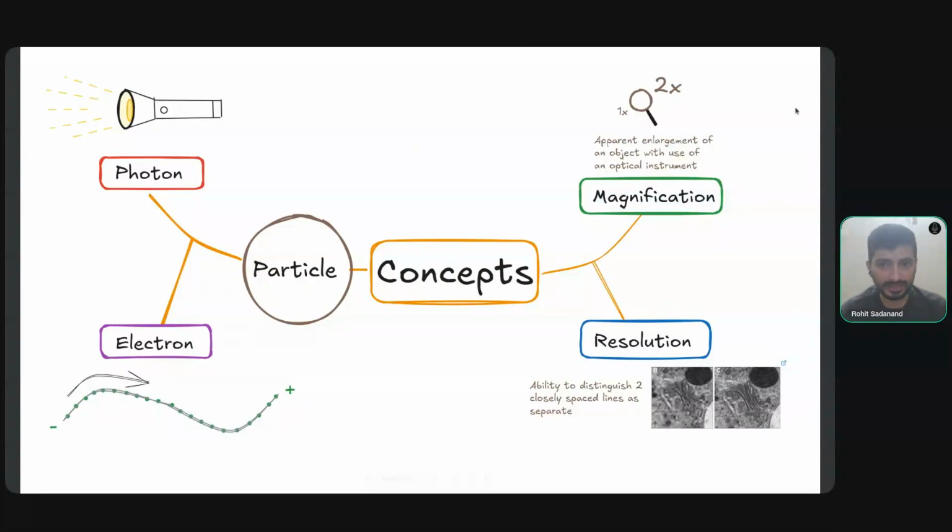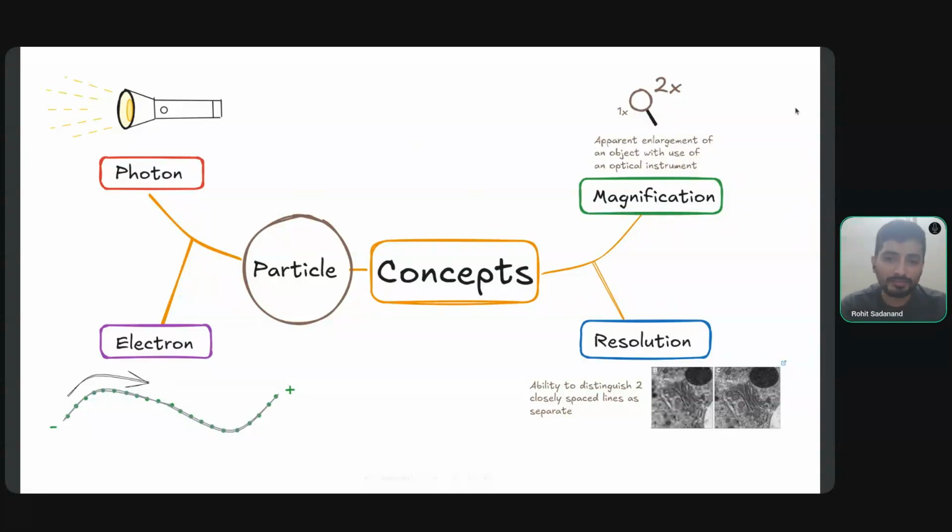So the first is magnification, and magnification just tells us what the actual size of the object is and how big it appears when we use this instrument to look at that object. And if you divide the apparent size by its actual size, you get the magnification that the instrument is able to give you for observing a particle of interest, right?